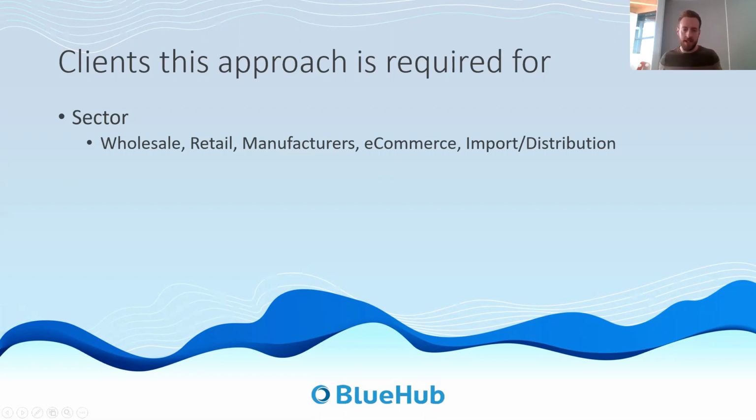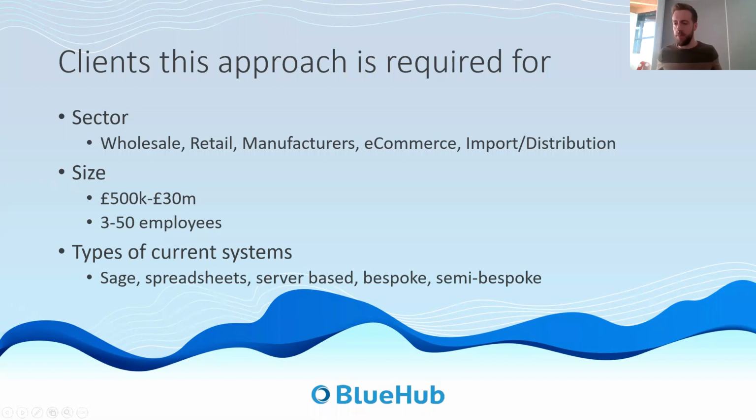As far as size is concerned, these are just rough numbers, but in general, you're looking at 500,000 to 30 million as the upper limit. We do have a few clients bigger than that, but it tends to be stepping out of the Xero world there. 3 to 50 employees, again, just guideline numbers. And often they're coming from the likes of Sage. If you're in the UK, the majority of the systems we're replacing are old, different Sage systems and spreadsheets, server-based, bespoke and semi-bespoke systems. So this is the standard profile. It's a nice wide range of clients that this benefits.